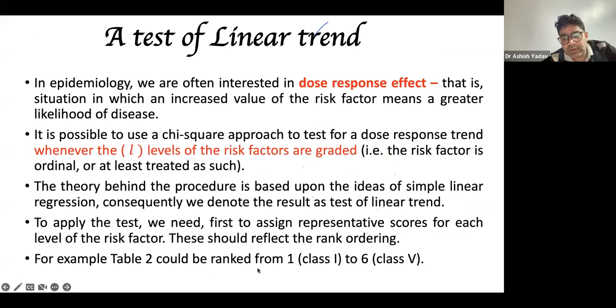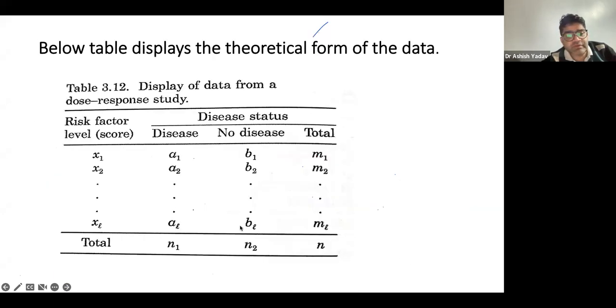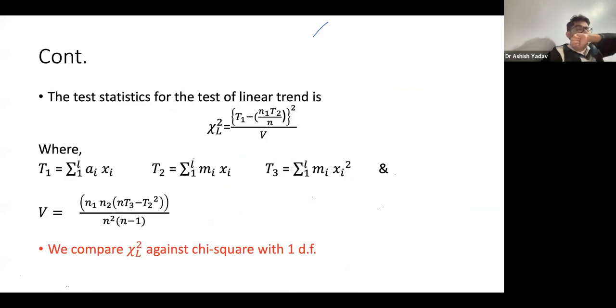In this case, we have 6 ranks, class 1 to class 5, with class 3 having 2 ranks, so in total 6 ranks. First, we assign a score, which would be ordinal. Then we calculate the test statistic using this formula: (T1 minus T2 divided by N) the whole squared, divided by V, where T1 is the sum of Ai times Xi, T2 is the sum of Mi times Xi, T3 is the sum of Mi times Xi squared, and for V we have this formula. So this is the test statistic.